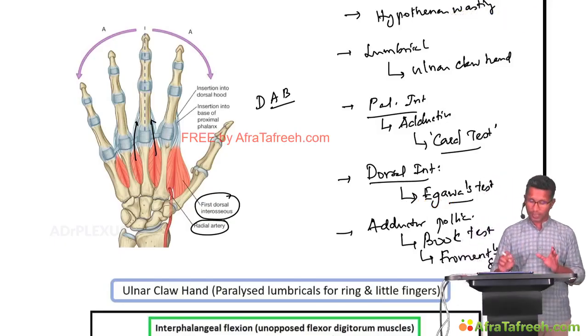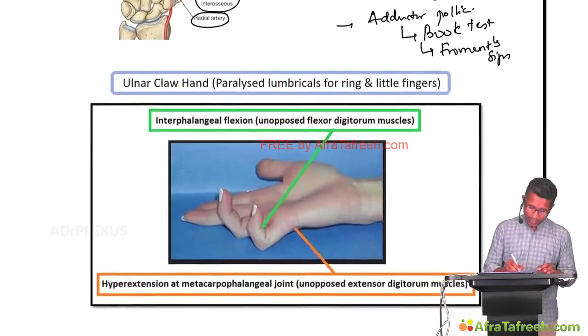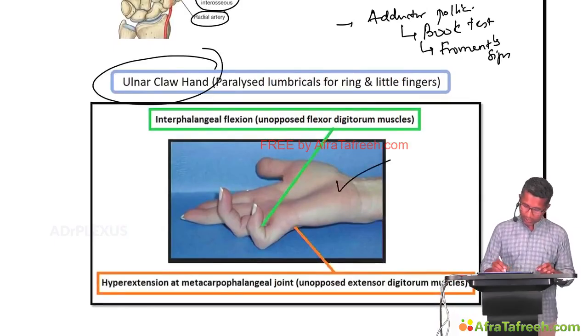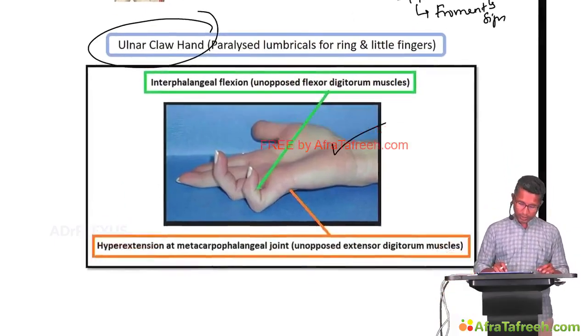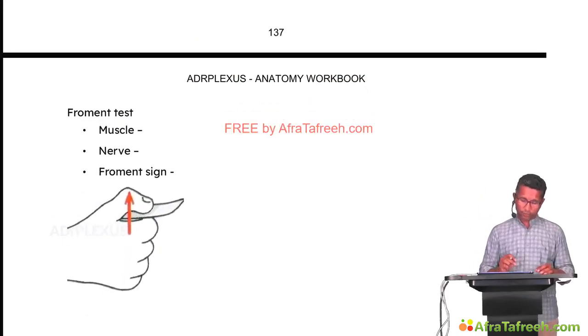Okay, so whenever there is an ulnar nerve lesion, you will have the ulnar claw hand. What you see here is the ulnar claw hand. And next, what you see here is Froment's sign.